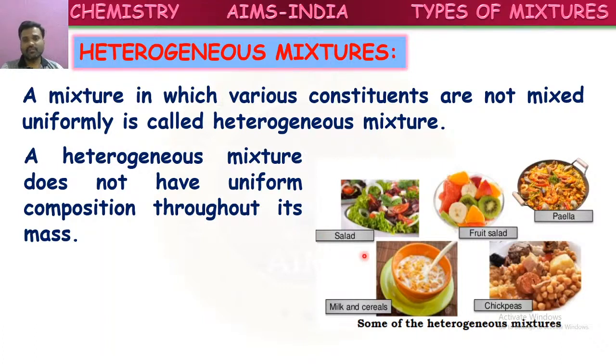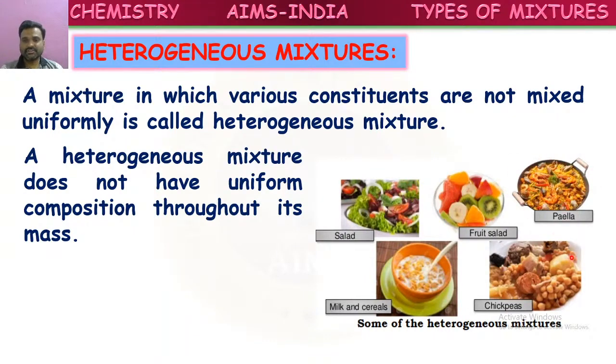Salad, fruit salad or vegetable salads. They are made up of different kinds of vegetables or fruits. We can see clearly the components taken into that. So what kind of fruits are added, what kind of vegetables are taken for making this salad, they can be seen clearly. So hence they come under heterogeneous mixtures.